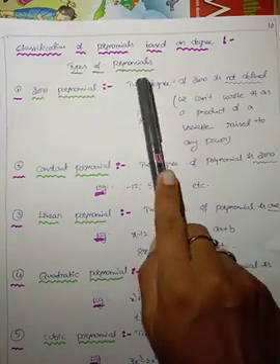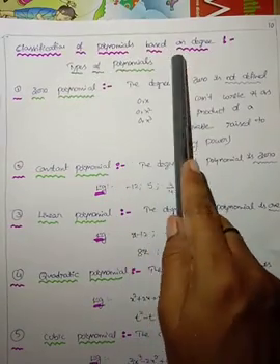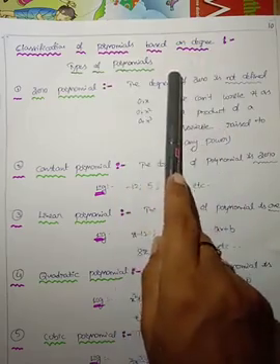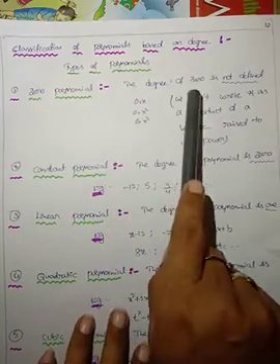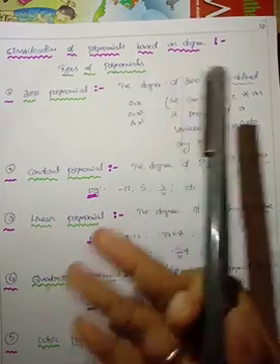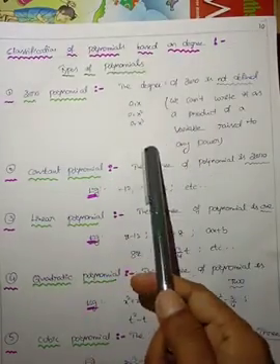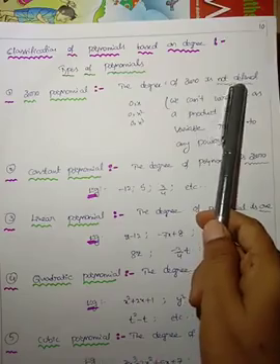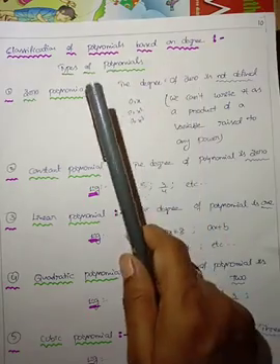Now the classification of polynomials. Already we classified polynomials based on the number of terms. Now we have to classify polynomials based on the degree. The types of polynomials: first, the zero polynomial. For a zero polynomial, the degree is not defined. The polynomial whose degree is not defined is called the zero polynomial.